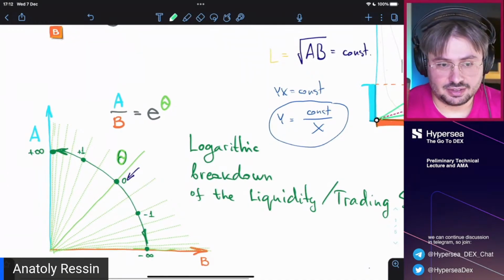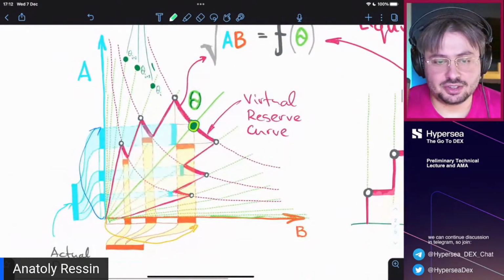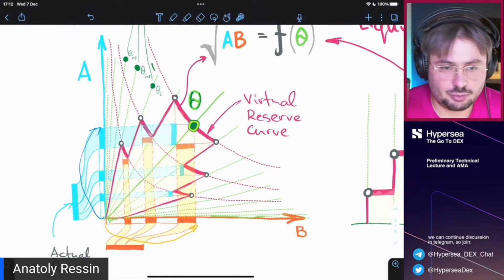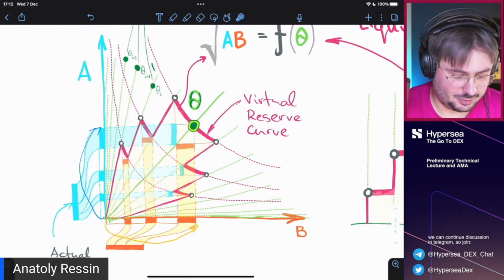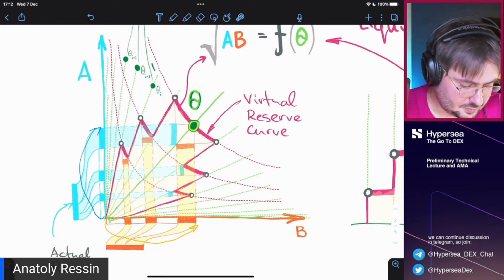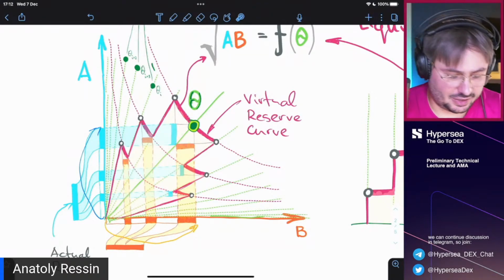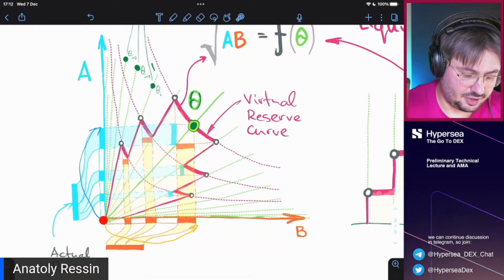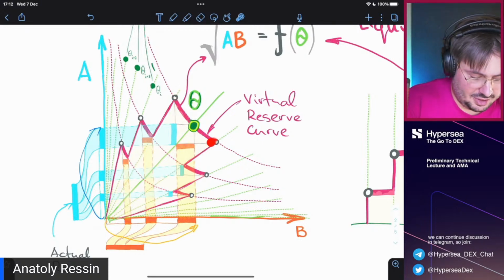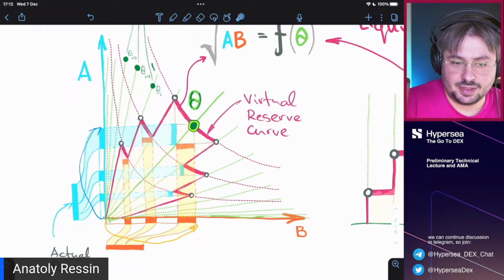And then you can say that in each diapason you provide your own amount of liquidity. It means that, for example, in this range you can provide this amount of liquidity. In this range, you can provide this amount of liquidity, and so on.